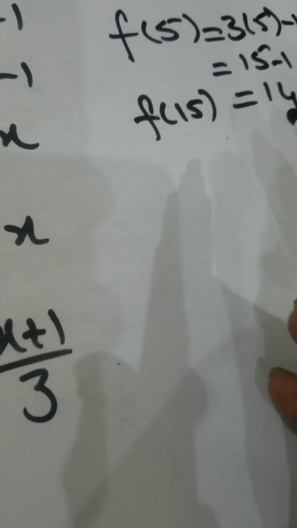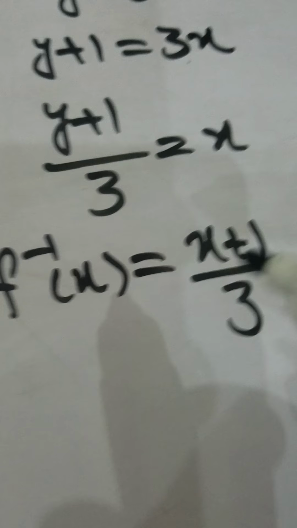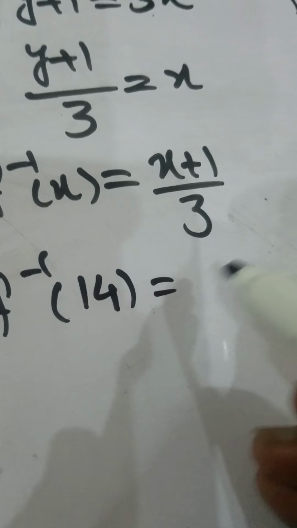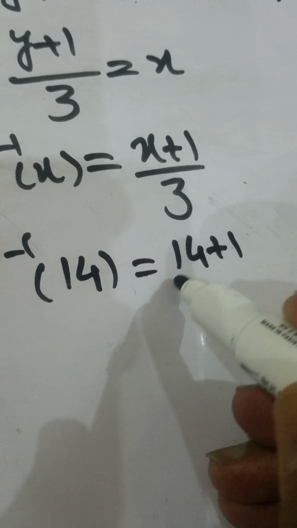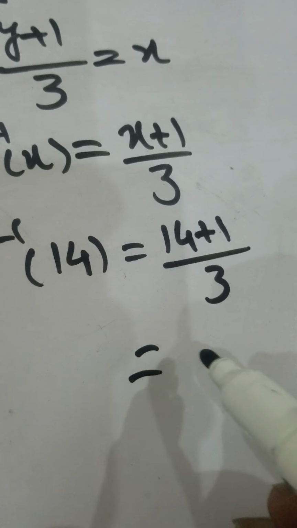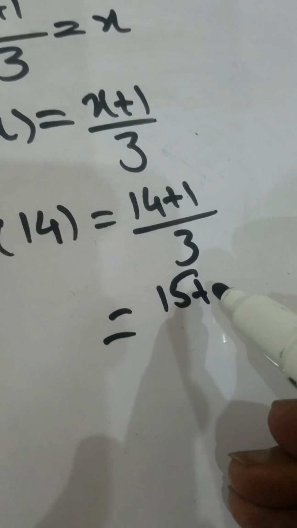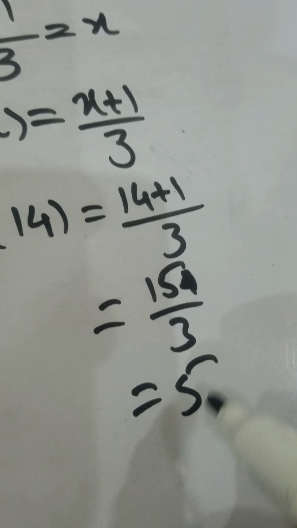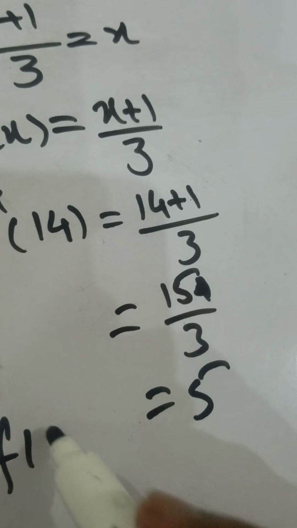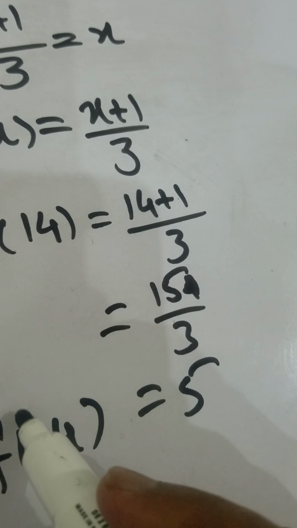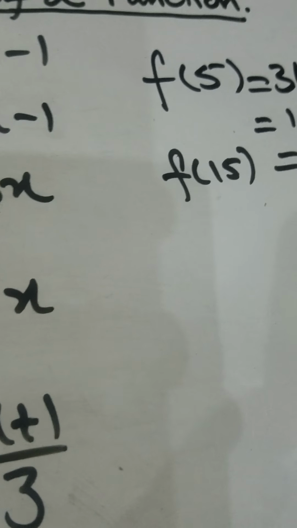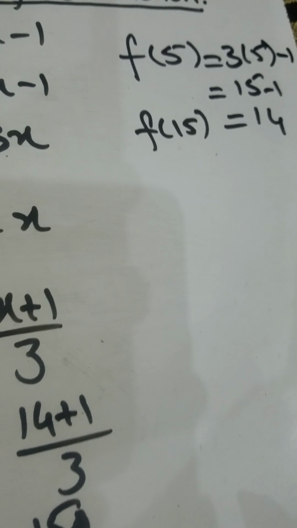Now, we will substitute this 14 here in the inverse. So f inverse of 14 is 14 plus 1 over 3, which is 15 over 3. So 15 over 3 is 5. So we can see that f of 5 is 14 and f inverse of 14 is 5.